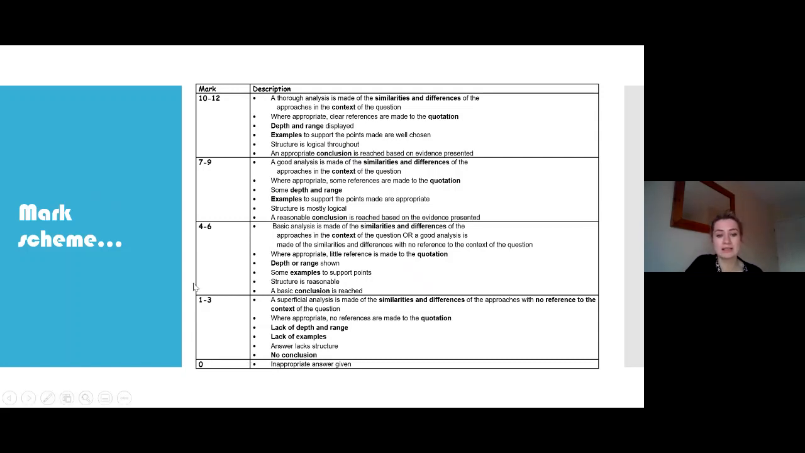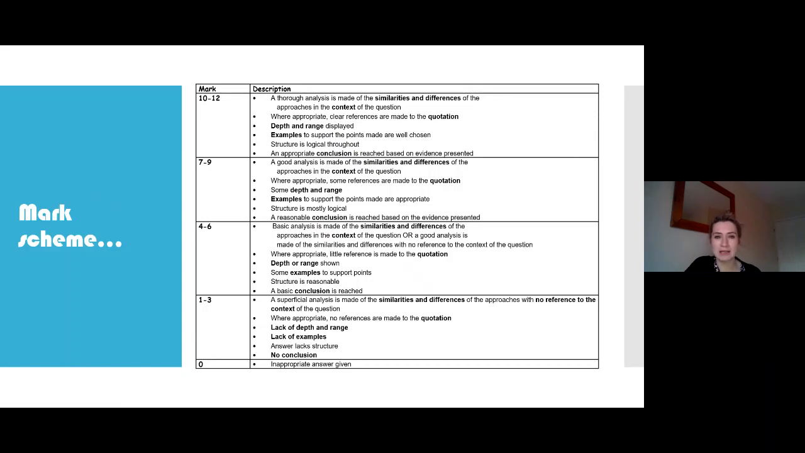Our second mark band, 1 to 3 marks, says a superficial analysis is made of the similarities and differences of the approaches with no reference to the context of the question. So superficial analysis would be that maybe some of the similarities and differences that you're making are incorrect or they seem quite made up. No reference to the context of the question. So no actual reference to those different approaches.